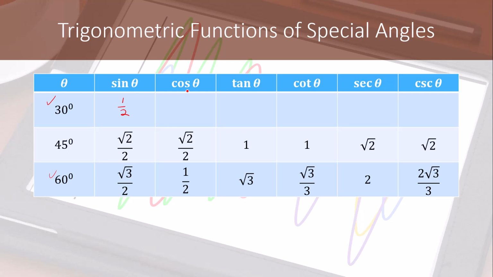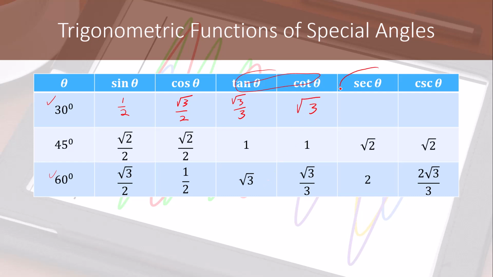Okay, once again, since sine and cosine are cofunction pairs, the cosine of 30 is going to be equal to the sine of 60, which will be root 3 divided by 2. Along the same line of thinking, keep in mind, tangent and cotangent are also cofunction pairs. Okay, so the tangent of 30 is going to be the cotangent of 60. That will be the square root of 3 divided by 3. And the cotangent of 30 will be the tangent of 60, root 3.